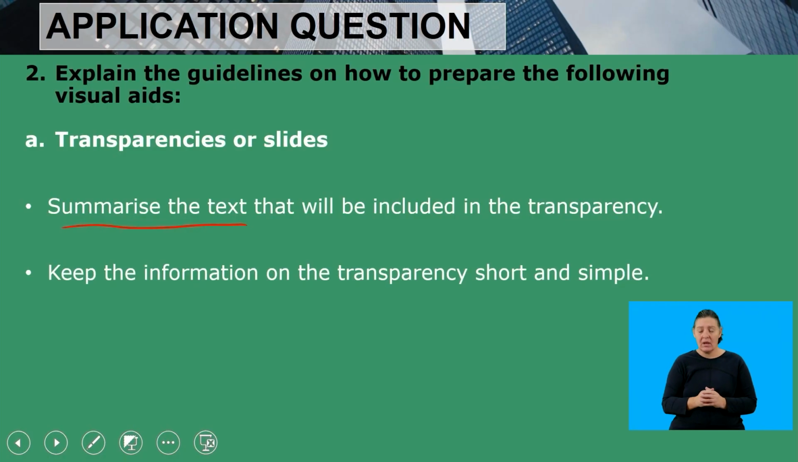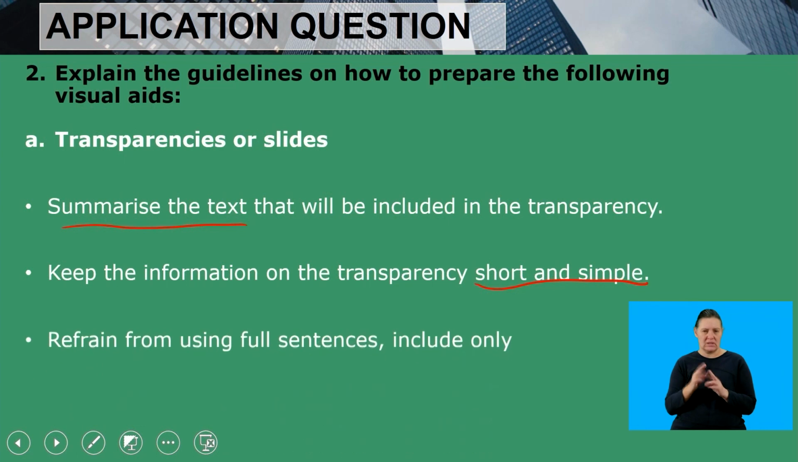Keep the information on the transparency short and simple. Why must it be short? So that the audience will not lose interest trying to figure out where you are presenting, what you are talking about while browsing through the slides. So it has to be short and simple.